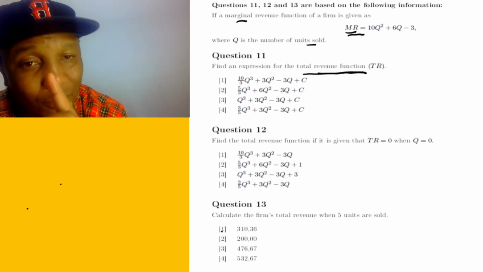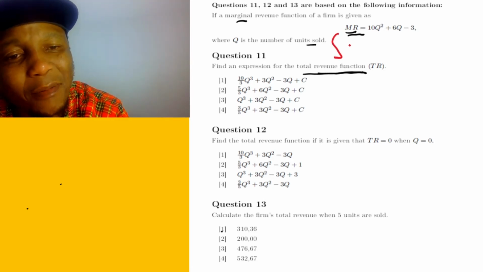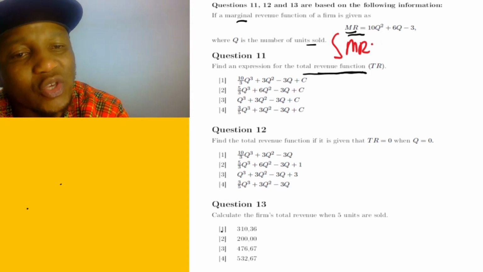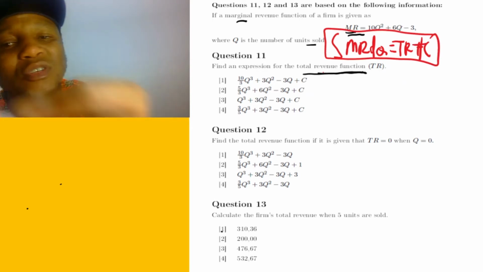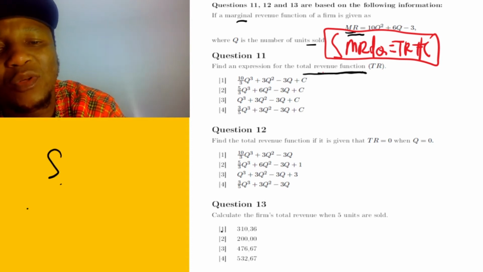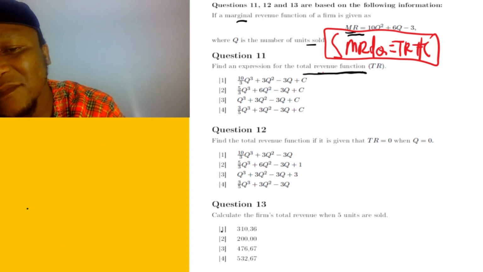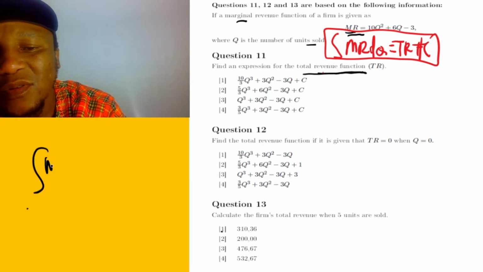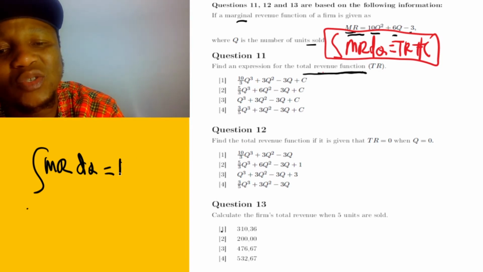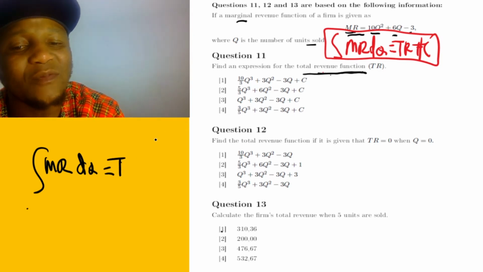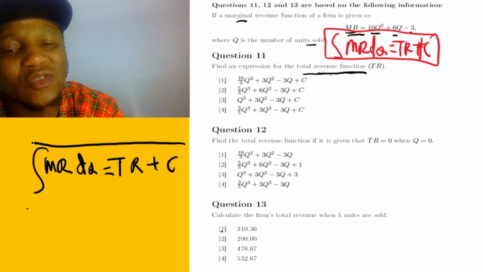This is easy. Remember, whenever you integrate marginal revenue, you use dQ, don't forget dQ because it's quantity, and you get total revenue, and then you add your constant. This is what you can memorize. Let me say it again: we integrate marginal revenue with dQ, because the marginal revenue is in terms of Q, quantity units, and you get the total revenue function. Don't forget to add your constant. That's how you do it.